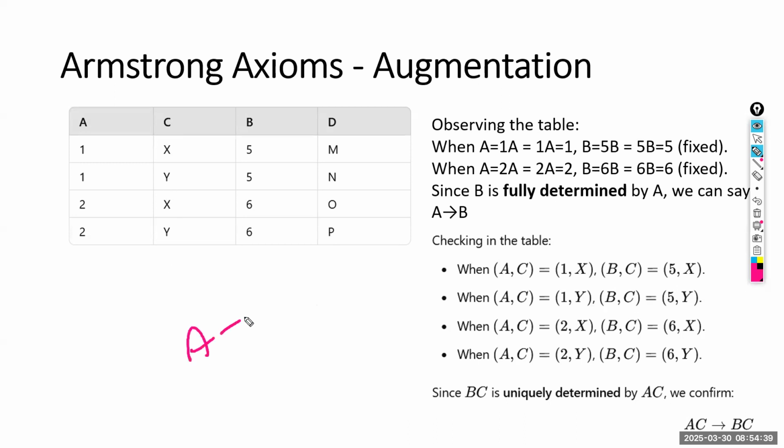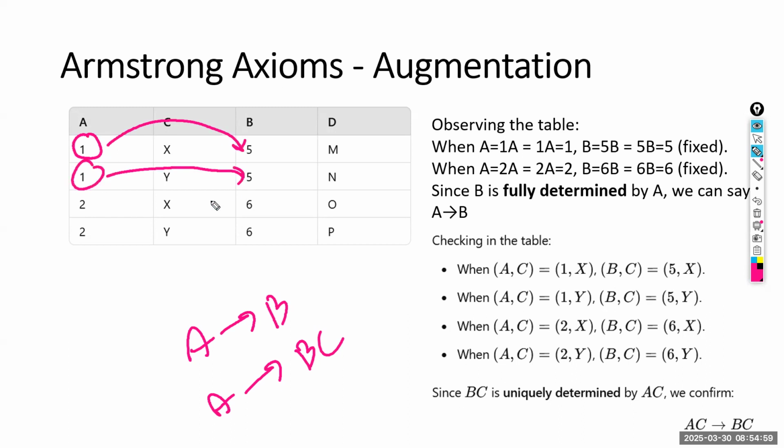Right. A determines B. Okay. So the other way: if A determines B, can we say that A determines BC? No. Why? Because 1 is mapped to 5. Yes, 1 is mapped to 5. Correct. But can we say that A determines BC?